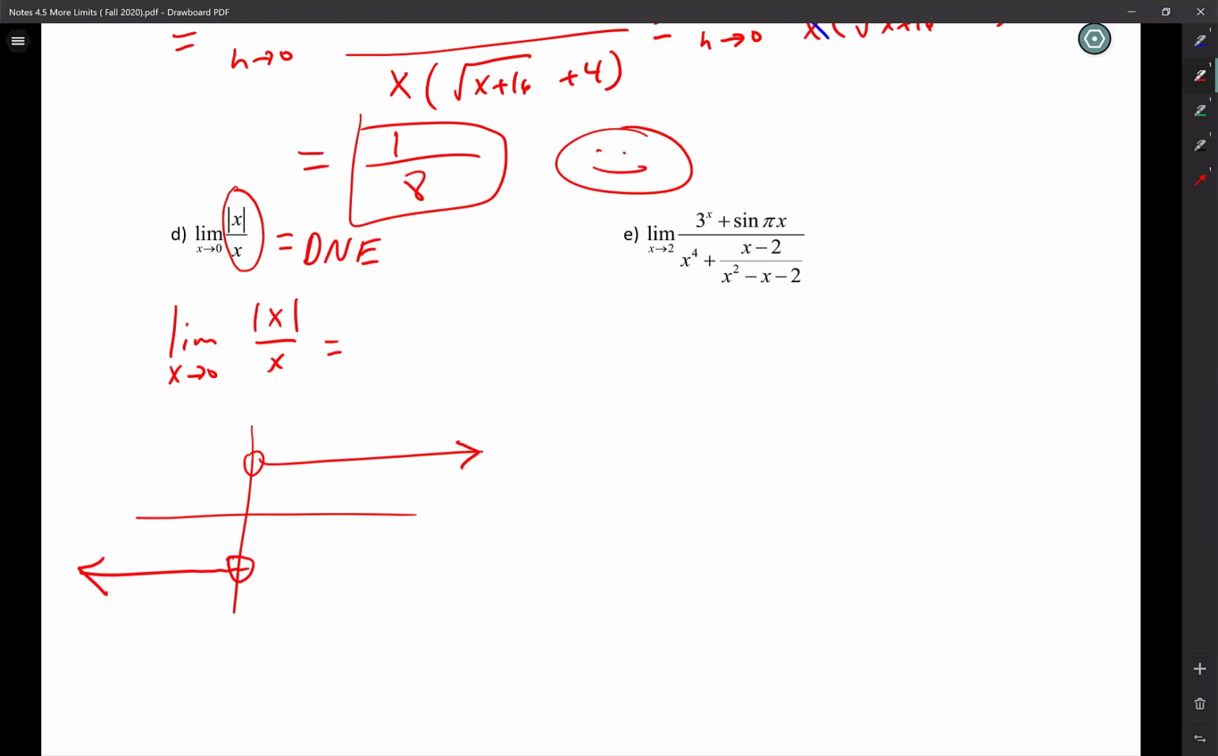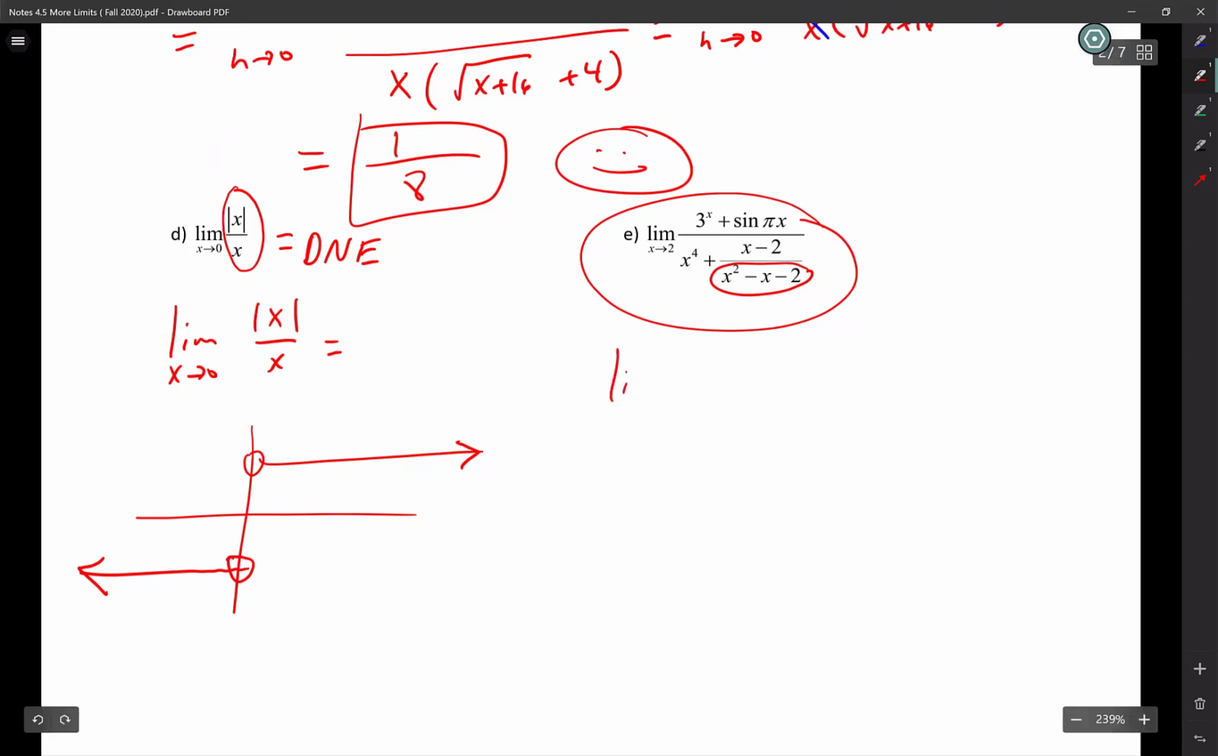And then letter E here, it just looks hard, guys. It's not. So you can't do direct substitution because of this guy down here. You get a 0 there. So let's go ahead and expand it. Limit as x approaches 2, 3 to the power x plus sine of pi x. So sine of 2 pi, by the way, is 0, right? So hopefully you know that. Pi x. We're not solving yet, so I'm not plugging anything. X to the 4th plus x minus 2 over. And on the bottom, when we factor this out, you're going to have an x minus 2, x plus 1.